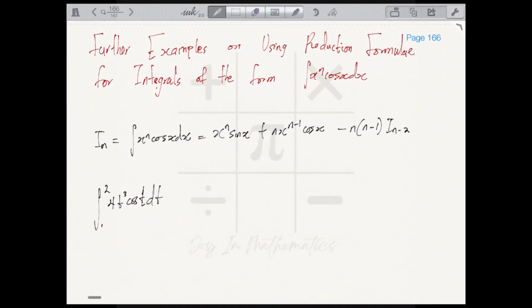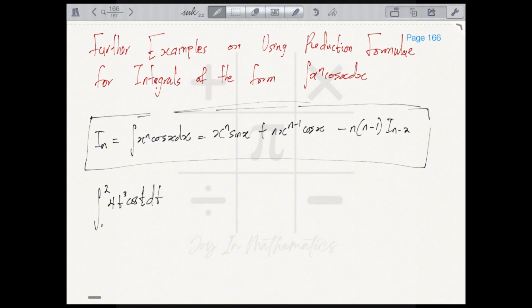Let's take another example on reduction formula of integrals of the form x raised to power n cos x dx. Now we recall in our last lesson that I_n is equal to integral of x^n cos x dx, which is equal to x^n sin x plus n x^(n-1) cos x minus n(n-1) I_(n-2).